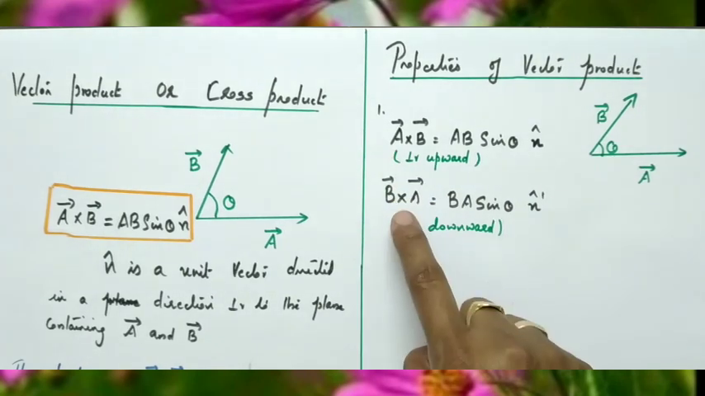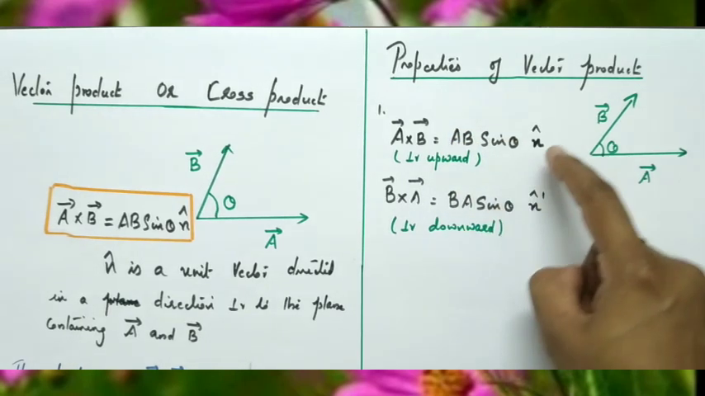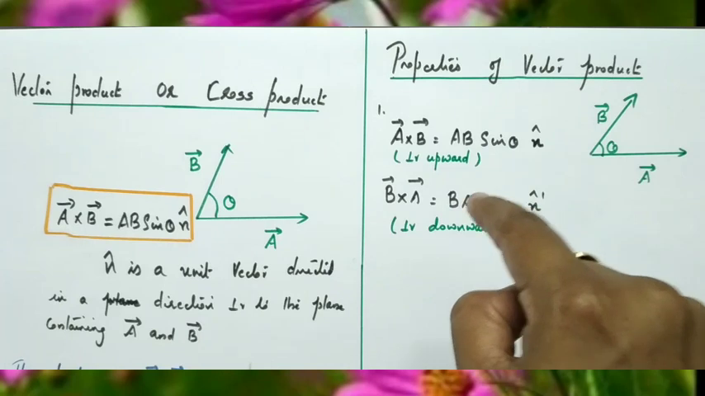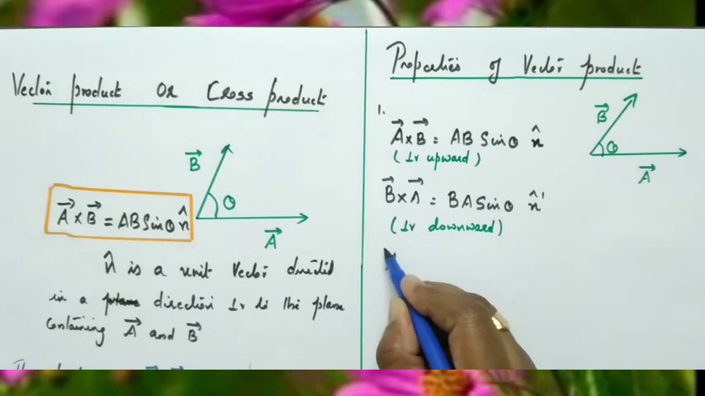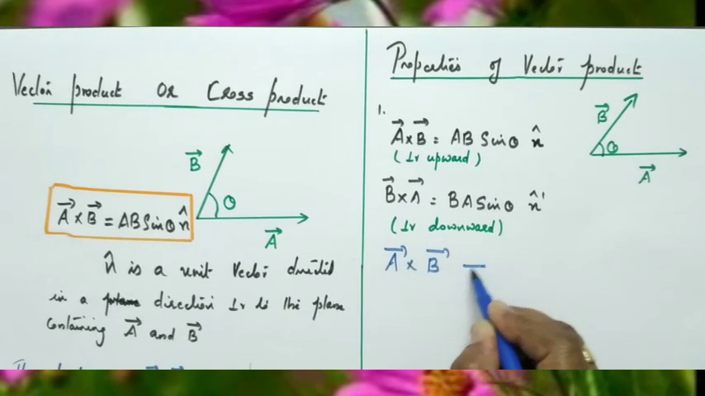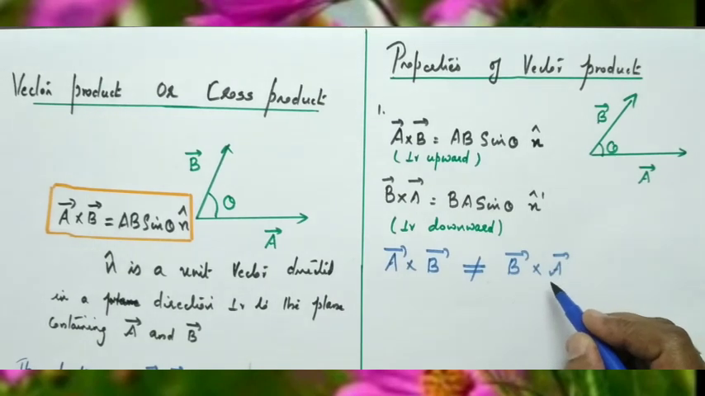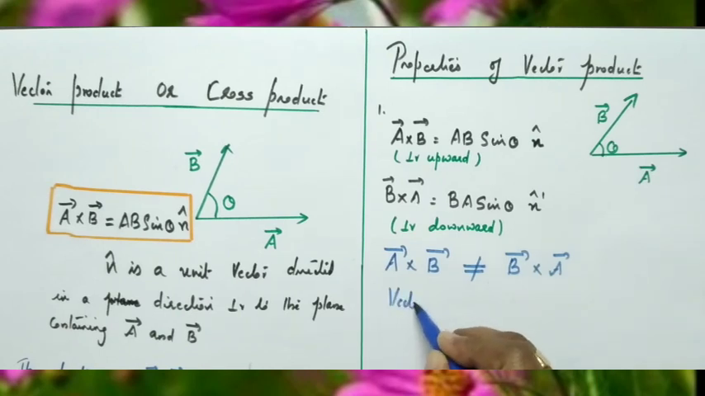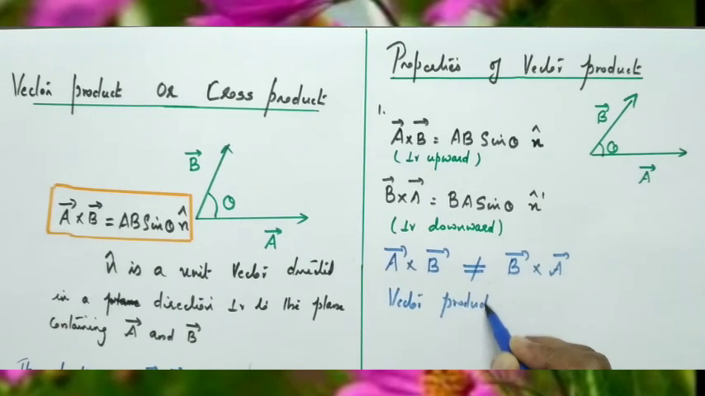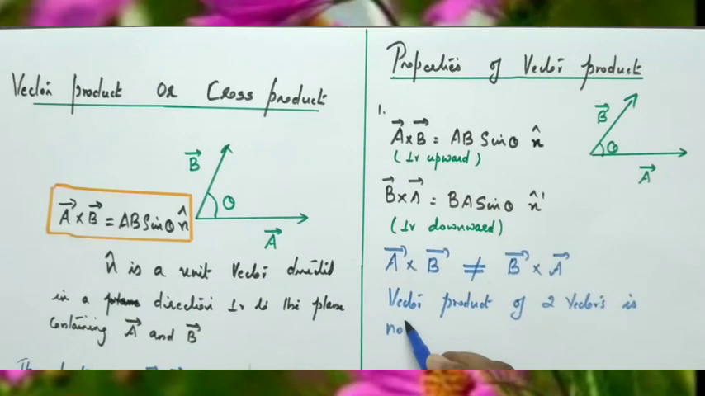So A cross B and B cross A, magnitude wise we can say that they are equal. AB sin theta and BA sin theta are equal. But what about the direction? One direction is upward and the other direction is downward. That means we can say that A cross B and B cross A are not equal. A cross B is not equal to B cross A. That means the vector product of two vectors is not commutative.